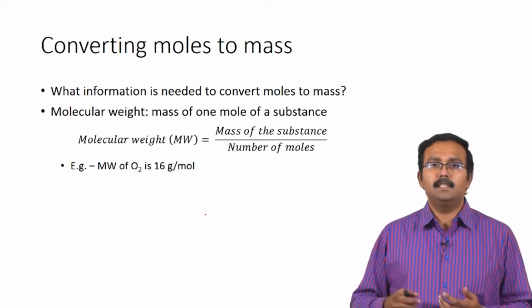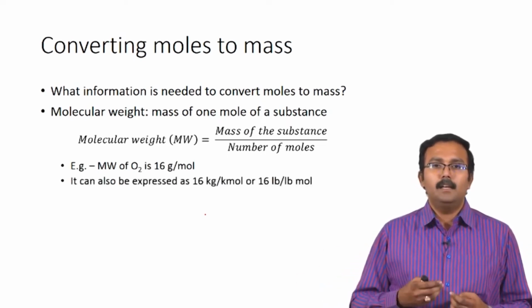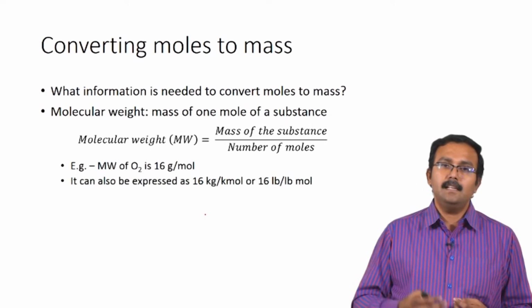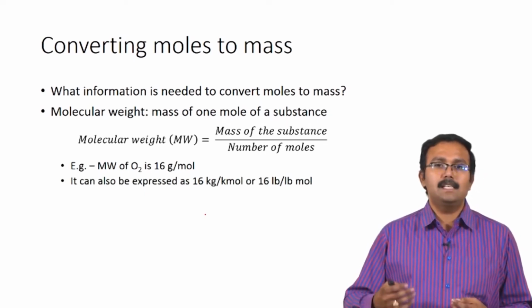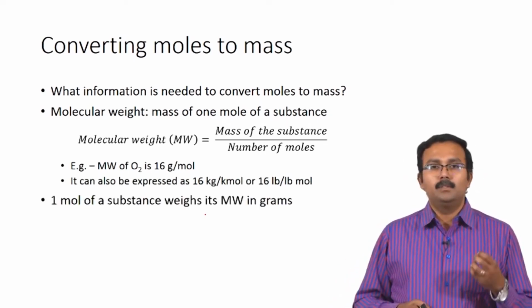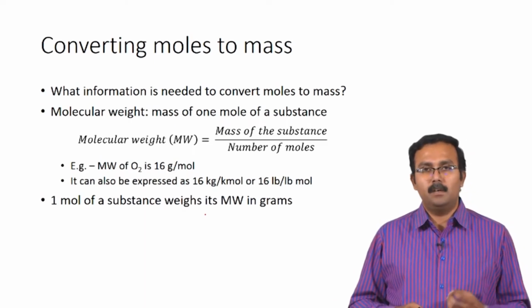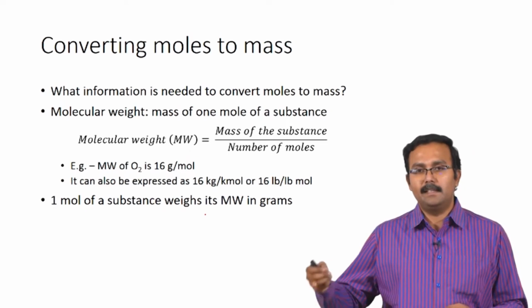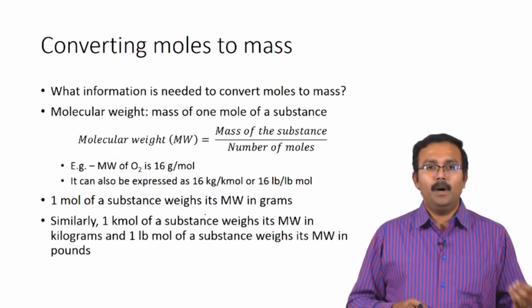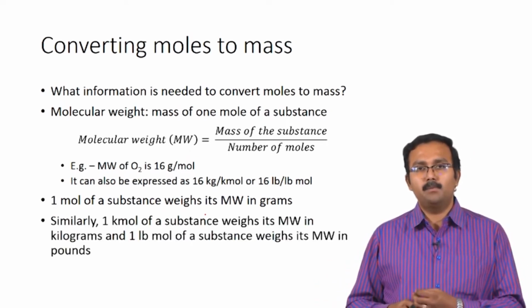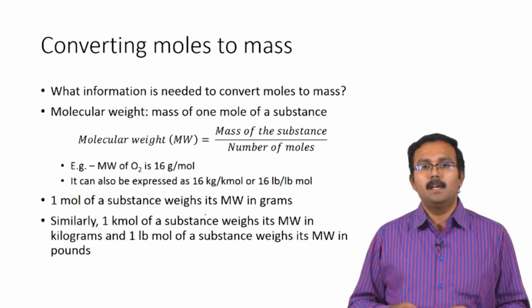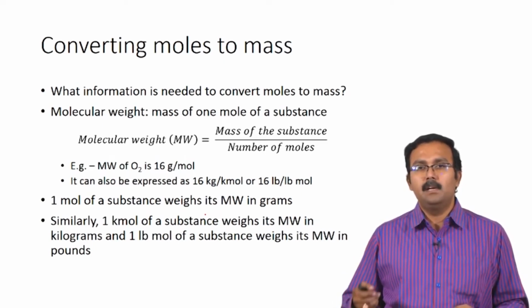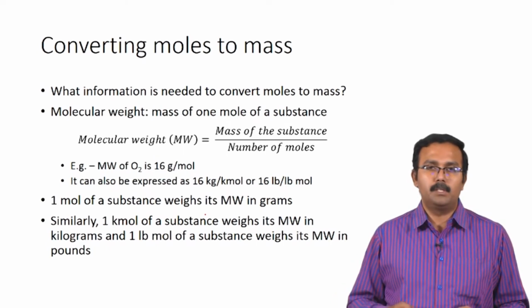Molecular weight for oxygen is 16 grams per mole. It is also expressed as 16 kilograms per kilomole or 16 pounds per pound mole. So, 1 mole of a substance, which is 1 gram mole of a substance, will weigh its molecular weight in grams, and 1 kilomole of a substance will weigh its molecular weight in kilograms, and 1 pound mole of a substance will weigh its molecular weight in pounds.